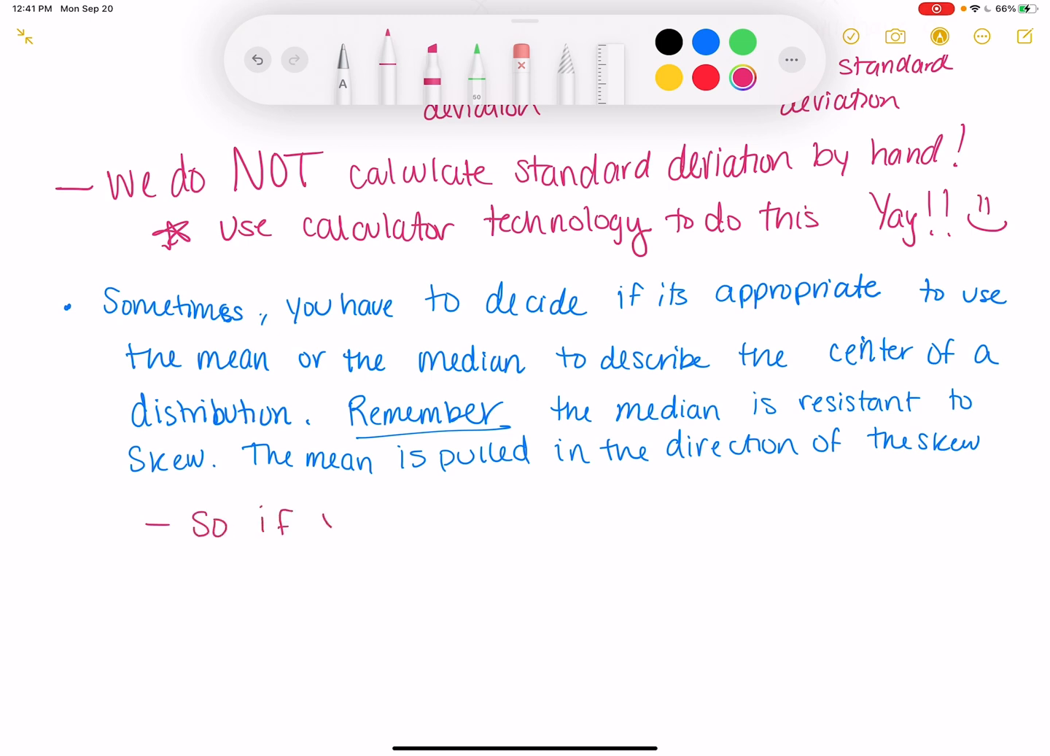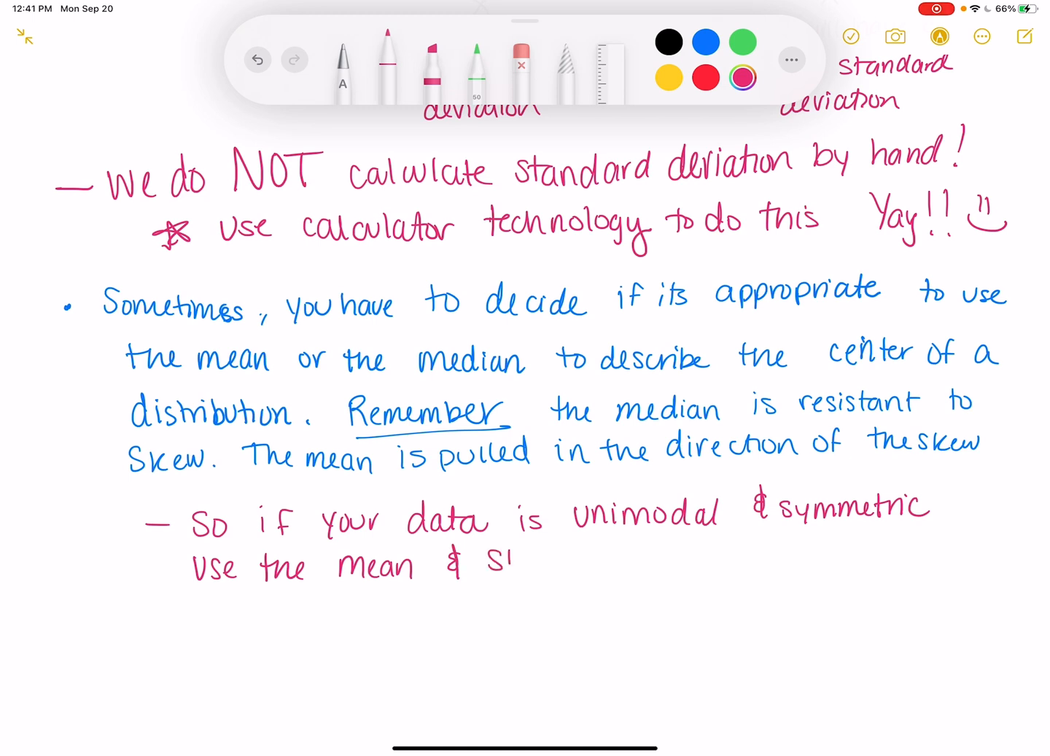So if your data is unimodal and symmetric, use the mean and standard deviation to describe it.